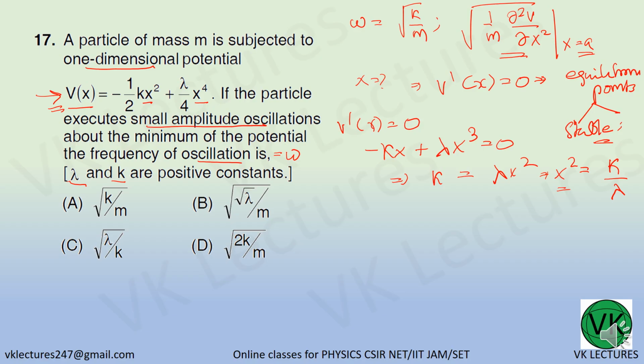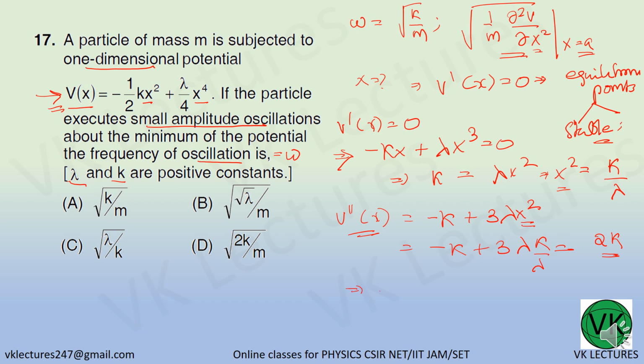But we need the second derivative of V. So V''(x) is equal to, differentiating this equation, minus k plus 3λx². Now substitute the value of x² here. So minus k plus 3λ into x², which is k divided by λ. So λ gets cancelled. What you are left with is 2k. So V''(x) at x² equal to k by λ is equal to 2k.